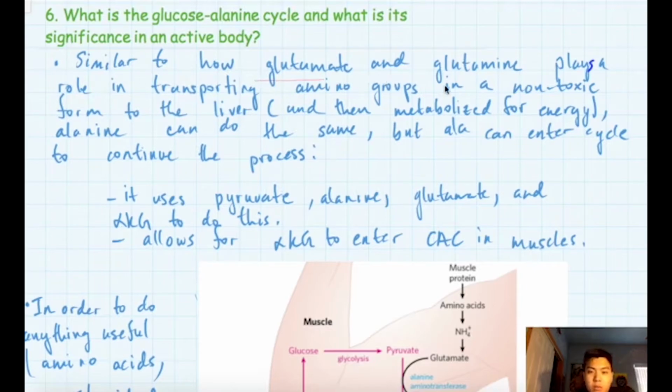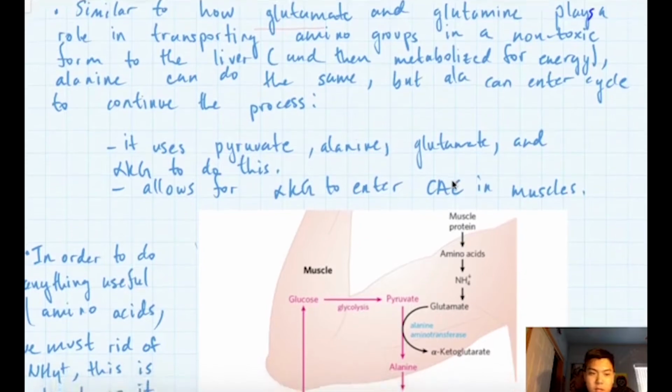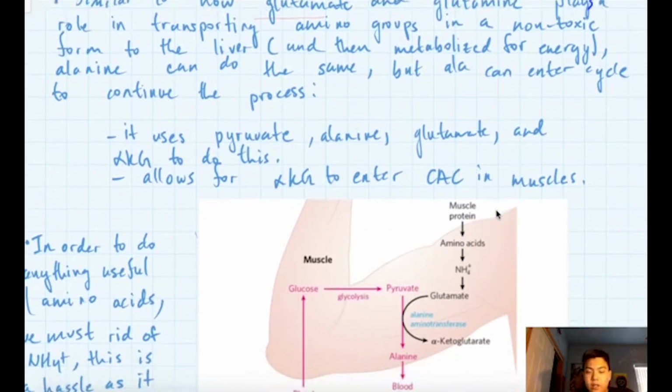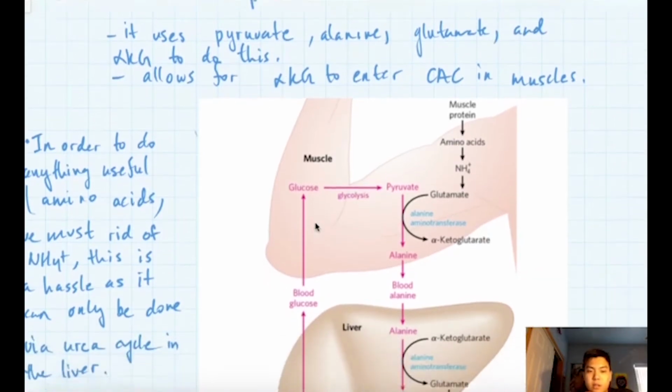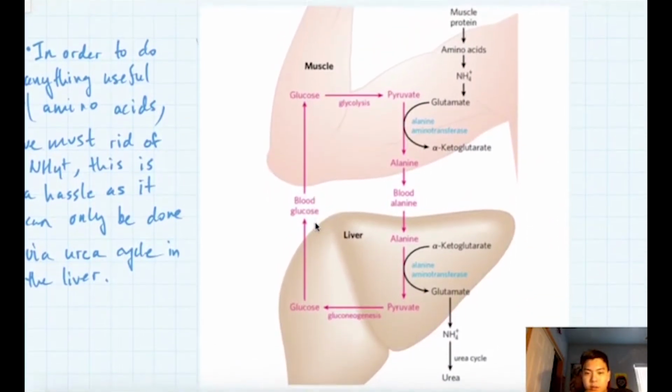So similar to how glutamate and glutamine play a role in transporting amino groups in a non-toxic form to the liver, alanine can do the same thing, but alanine can enter a cycle where it continually shuttles your amino group, and it does this by using pyruvate and glutamate and alpha-ketoglutarate to do this. So here is the cycle, right? So we have glutamate, which is turned into alpha-ketoglutarate, and pyruvate, which is turned into alanine.